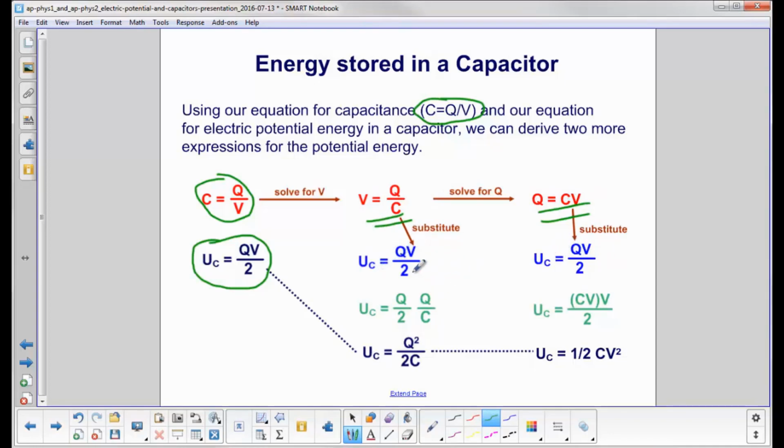UC equals QV over 2. I have Q over 2 times V. V is Q over C, and I get potential energy is Q squared over 2C. And if I go down this column, I get potential energy is 1/2 CV squared.